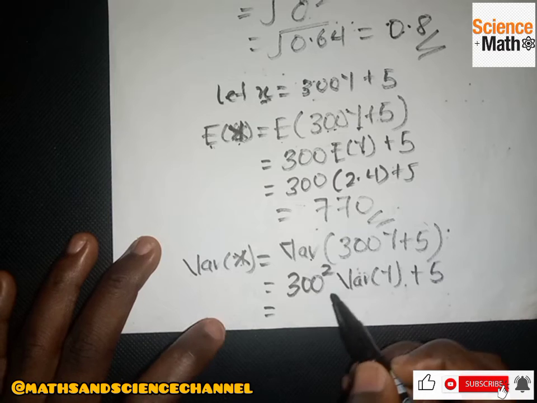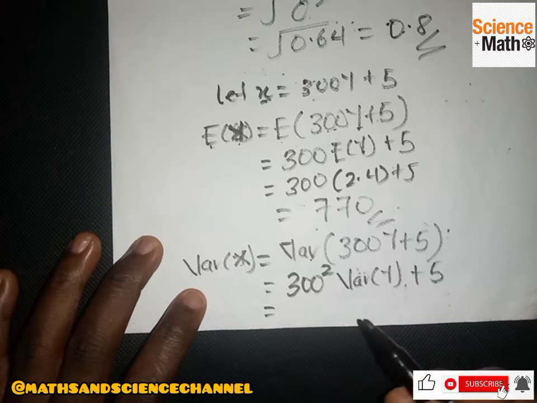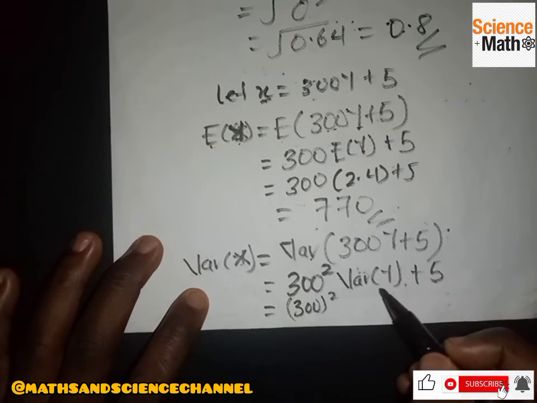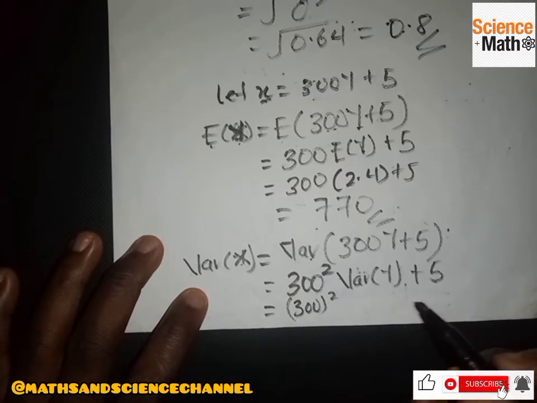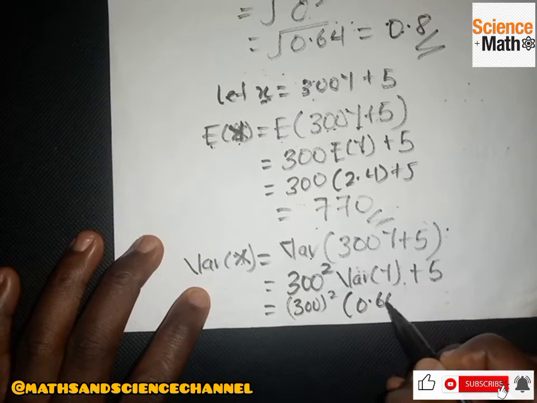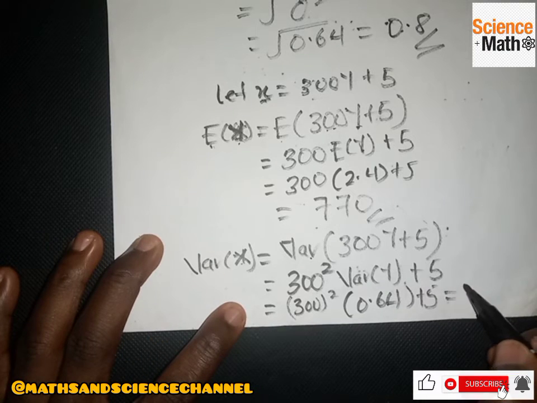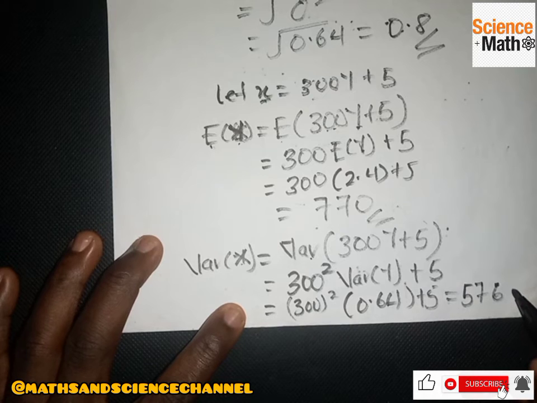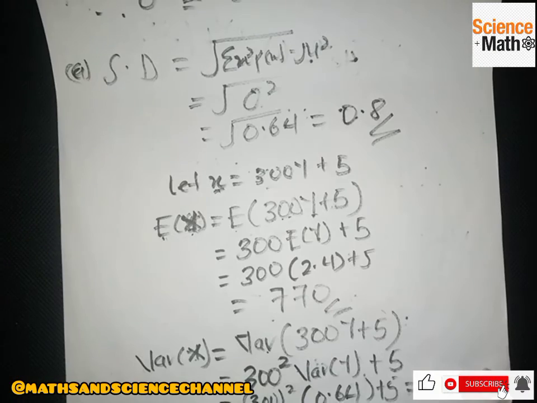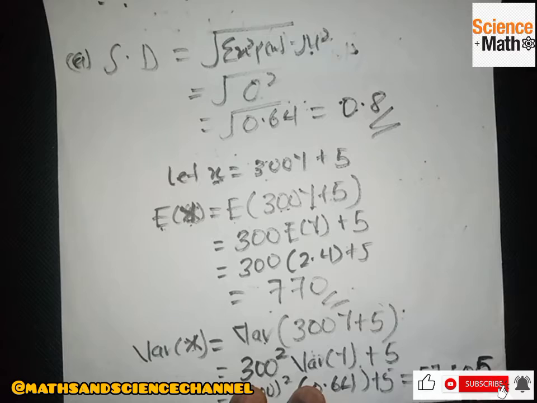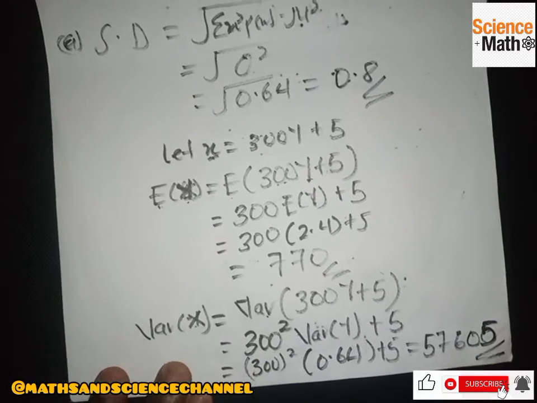And then we have 300 squared, let's leave it this way, and then the variance of y, we just did the variance of y, which we had to be 0.64. So substitute that into it, then when we compute the whole of that, we should get 57600. Yeah, so it's supposed to be 5 here, so 605, and that will be the variance of x.